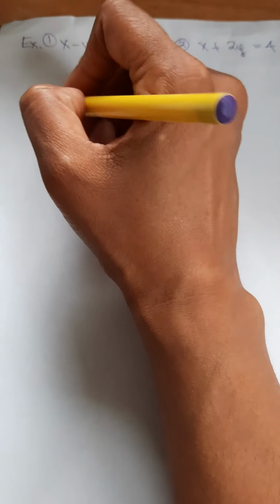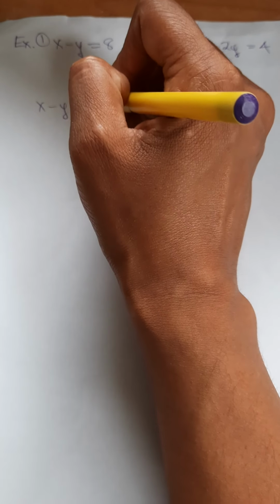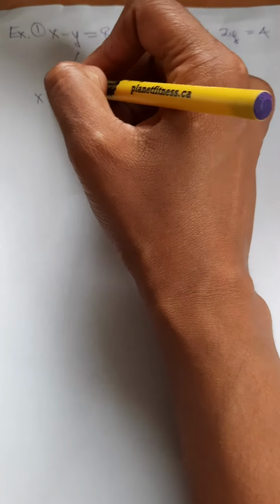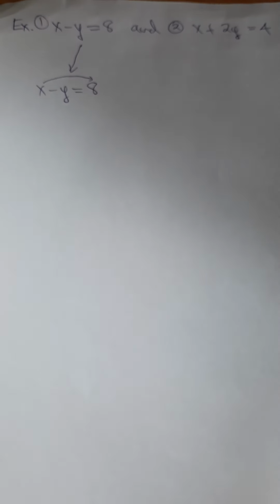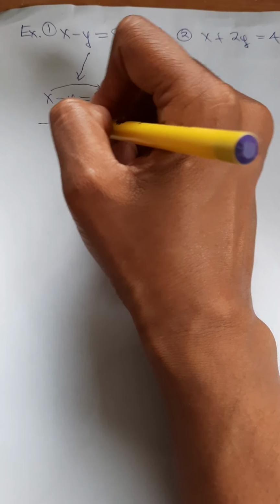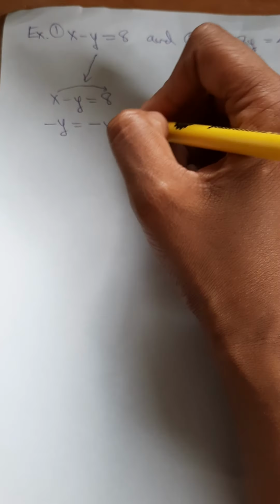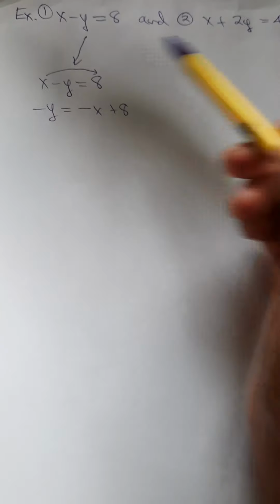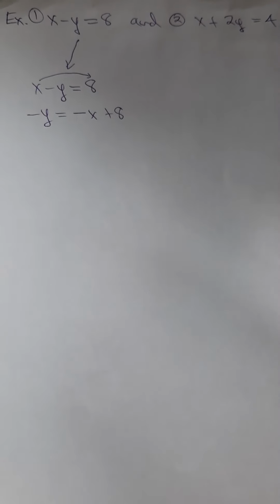Okay, but what we're going to do is I noticed that the equations are not in the slope-intercept form. All right, so let's make an arrow here, okay? So x minus y equals 8. What I want to do is isolate for y, okay? So we're going to take the x to the other side, and the x becomes negative x plus 8, okay? So if you notice, I didn't actually move the 8. It's still in the same spot there.